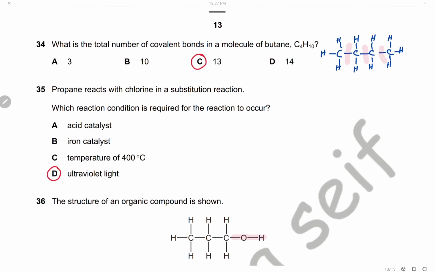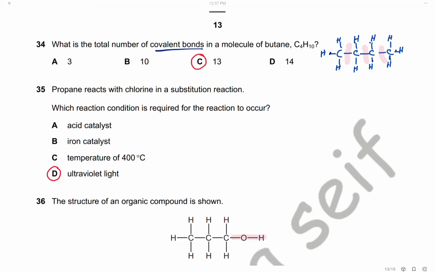Question 34. What is the total number of covalent bonds in a molecule of butane? Here I draw the structure of butane. We can count how many covalent bonds are present. We have 3 covalent bonds between the carbon atoms. Then we have 1, 2, 3, 4, 5, 6, 7, 8, 9, 10 hydrogen covalent bonds. That means the total will be 13 covalent bonds.